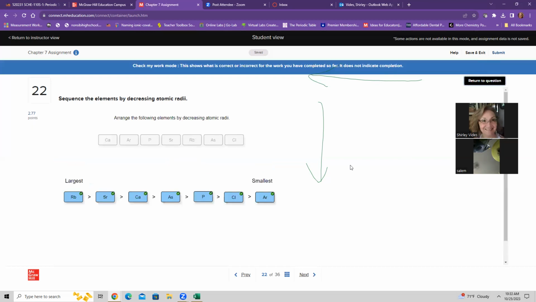Nope. Yep. Oh, yes, I did it backwards. I put Ar and As backwards. I can't read it. The letters are very small. Yeah, I know they are small.